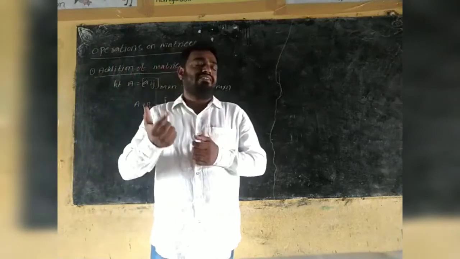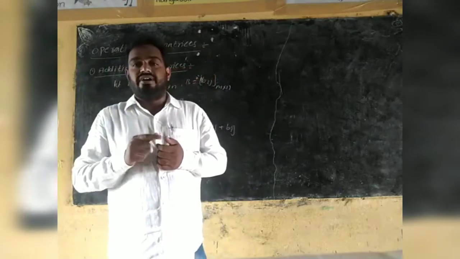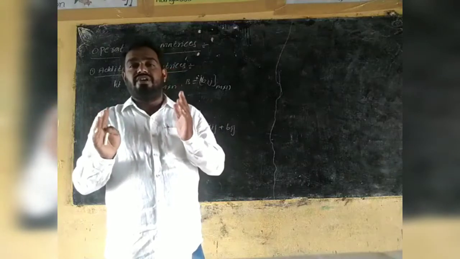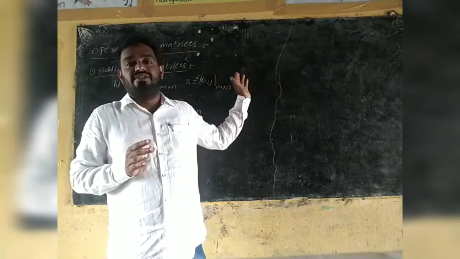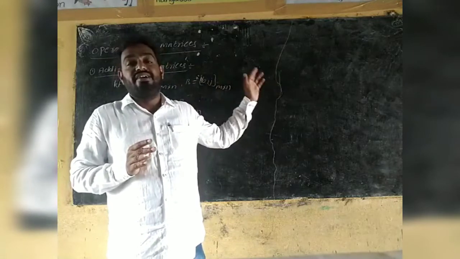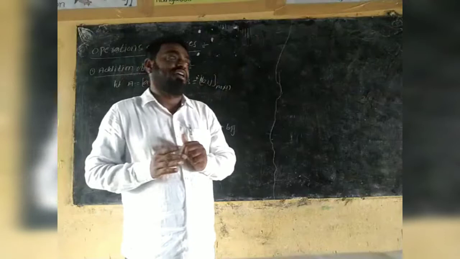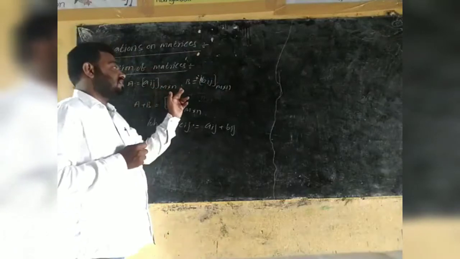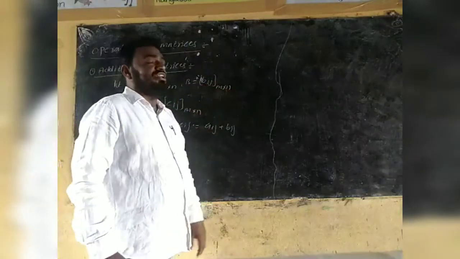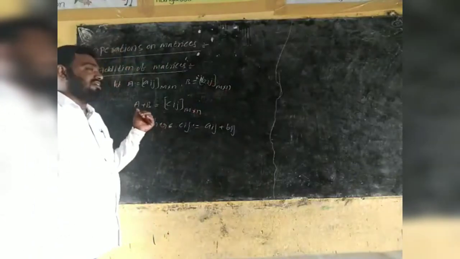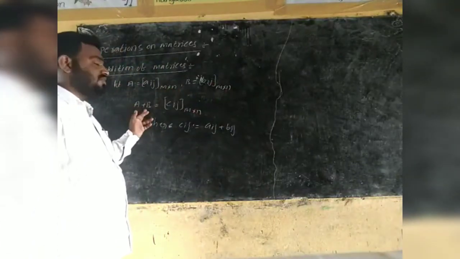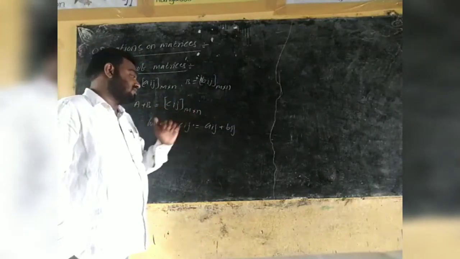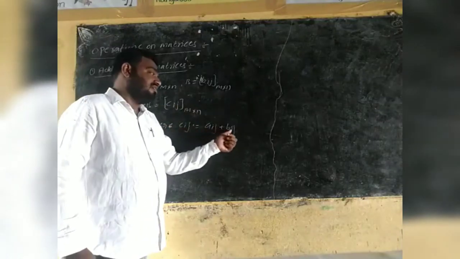And what are the elements in A plus B? In the matrix A plus B, the elements are the sum of the same position elements, the corresponding elements. That is the addition of the matrix. Otherwise, one more definition: A equals Aij m cross n, B equals Bij m cross n are any two matrices. The sum of the matrices A and B is denoted by A plus B. A plus B equals the matrix C, Cij m cross n, where Cij equals Aij plus Bij.